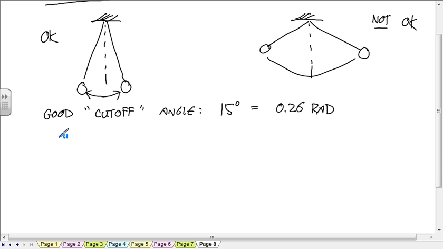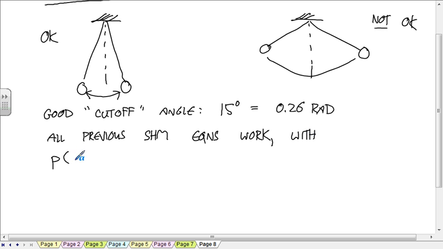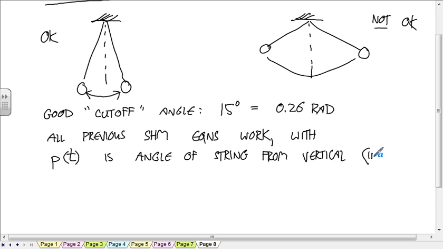So for a pendulum, all previous simple harmonic motion equations work, except now P of t is the angle of the string from vertical in radians.